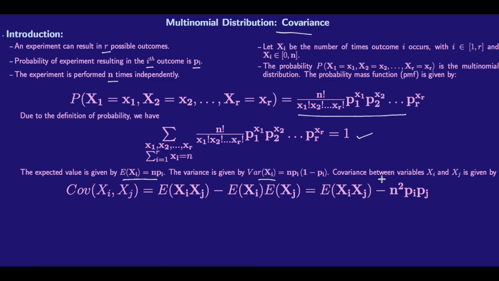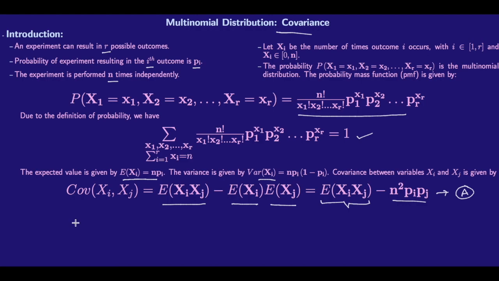Now we talk about the covariance between xi and xj, and note that the procedure we will follow is very similar to what we did for the variance. Let's start here. What is the definition of covariance? Covariance is the expected value of xi times xj minus the product of the expected value of xi and the expected value of xj. We already know that this one is equal to n times pi and this one is equal to n times pj, so we get n squared pi pj. Let's call it expression A. Now our target is to calculate this term.